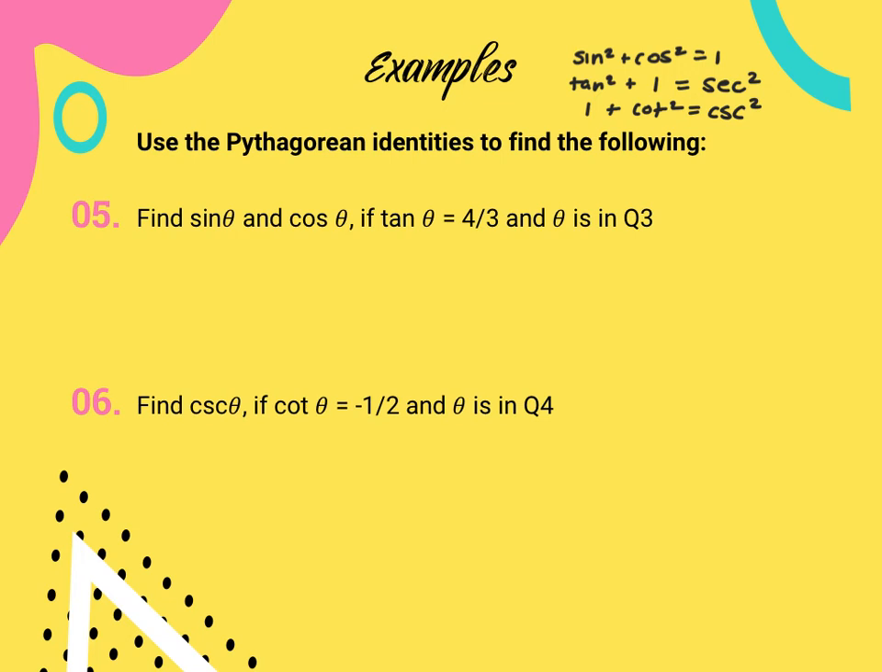Number 5 says find sine of theta and cosine of theta if the tangent of theta is 4/3 and theta is in the third quadrant. So for me, I need to draw it out. I need some visuals. That's how my brain works. Doesn't mean that's how your brain has to work, but let's just try it. If I know I have an angle in the third quadrant, where does it go? Here to here, yes? That's an angle in the third quadrant.